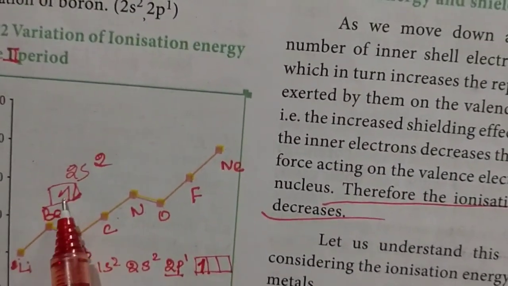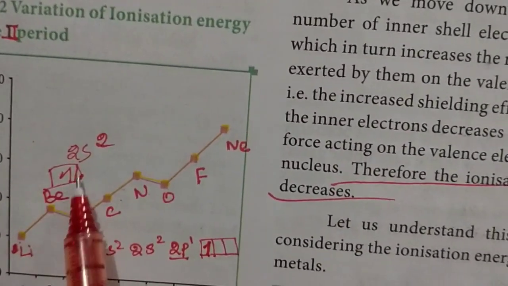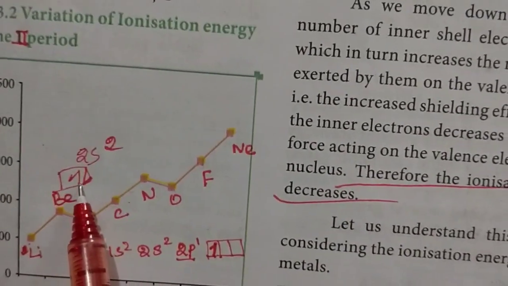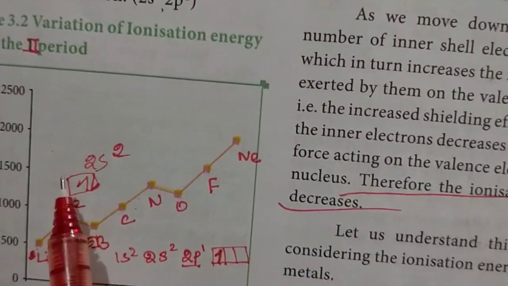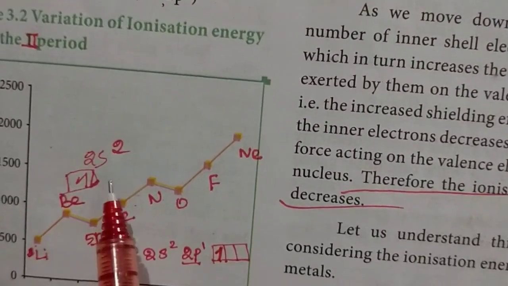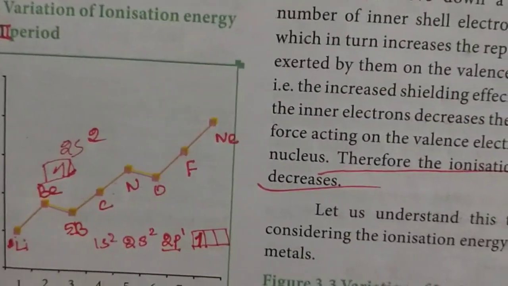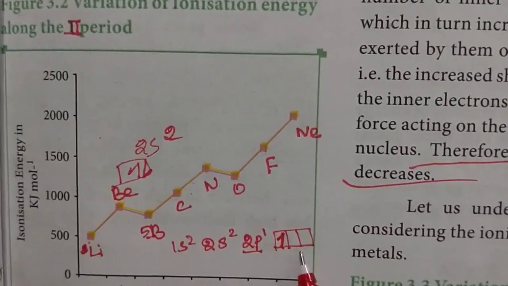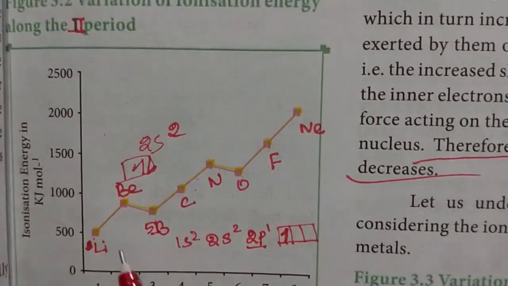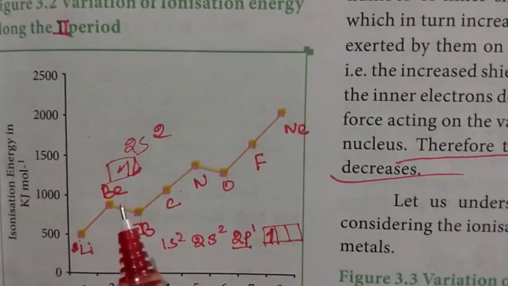Because beryllium contains 2 electrons. It is a completely filled s orbital. So it requires more energy than boron because it's completely filled. You know the stability of orbitals. The unsymmetrical orbital is not a stable one, and the symmetrical orbital is a stable one.